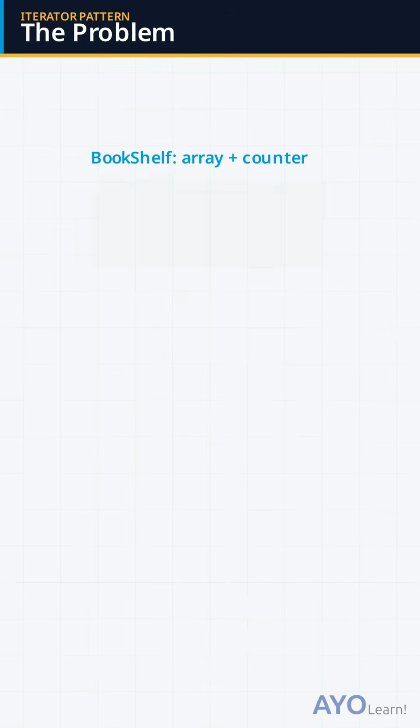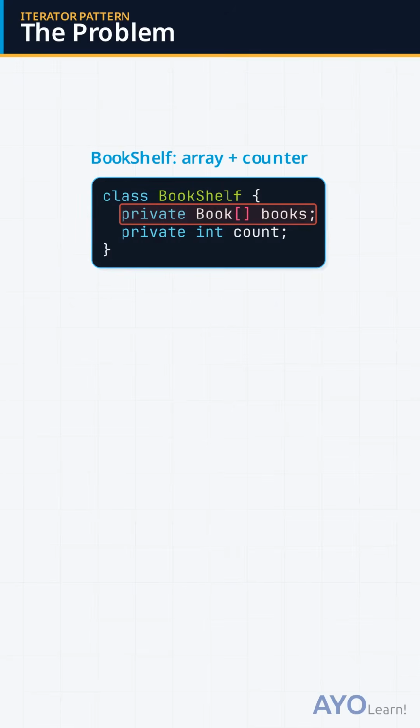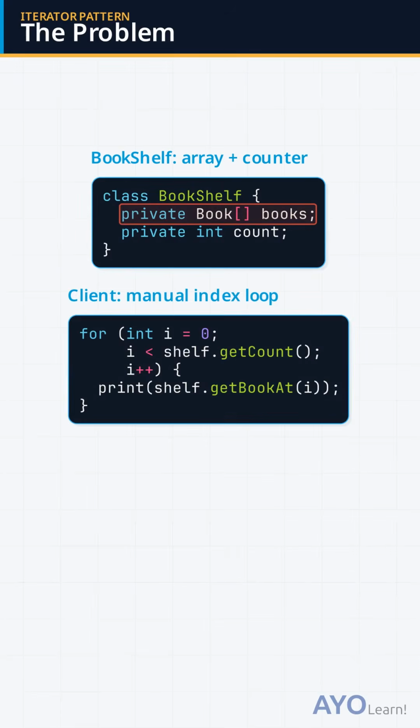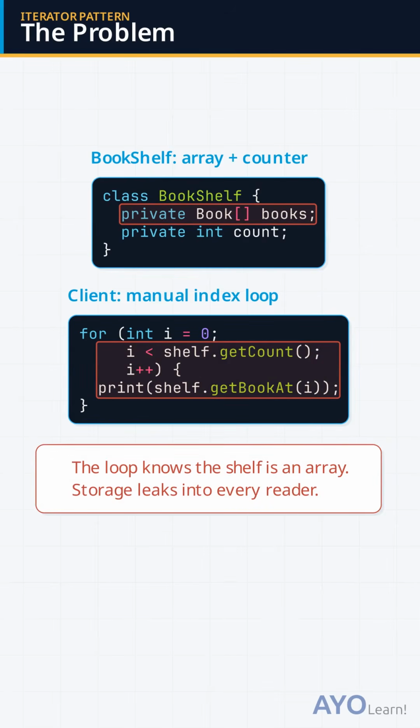Look at this bookshelf. It stores books in a fixed-size array with a counter. To read them, the client writes a manual index loop, calling getBookAt for each position. The problem? This loop knows the shelf is an array. The storage choice leaks into every reader of the collection.